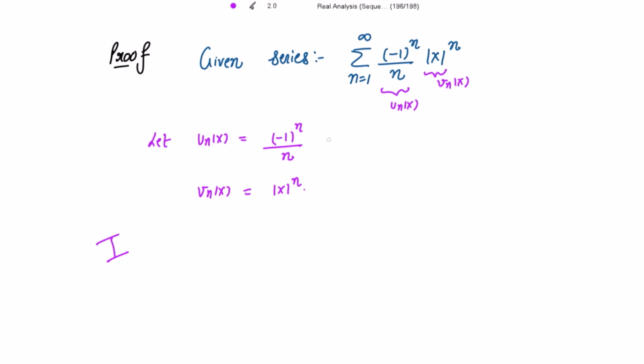Now, since in this u_n(x), 1 divided by n is a decreasing sequence that is converging to 0, right? And also we are having (-1)^n, that is, this series is an alternating series. So we are going to take the help of the Leibniz test over here. So by Leibniz test, we say that summation u_n(x) is uniformly convergent.